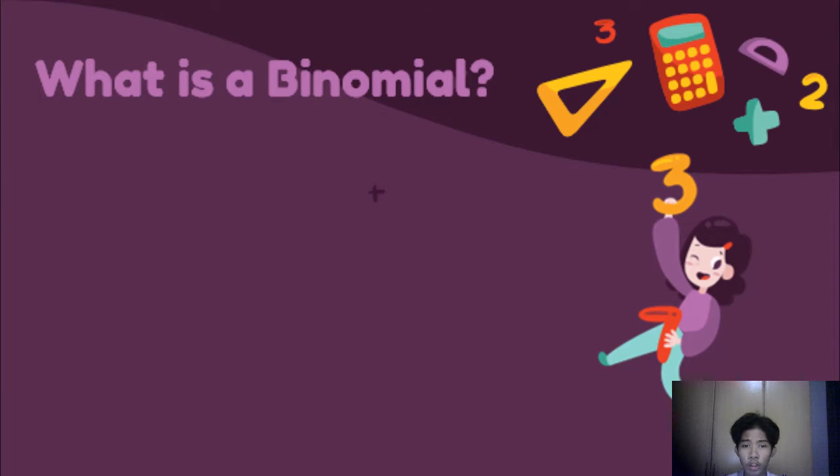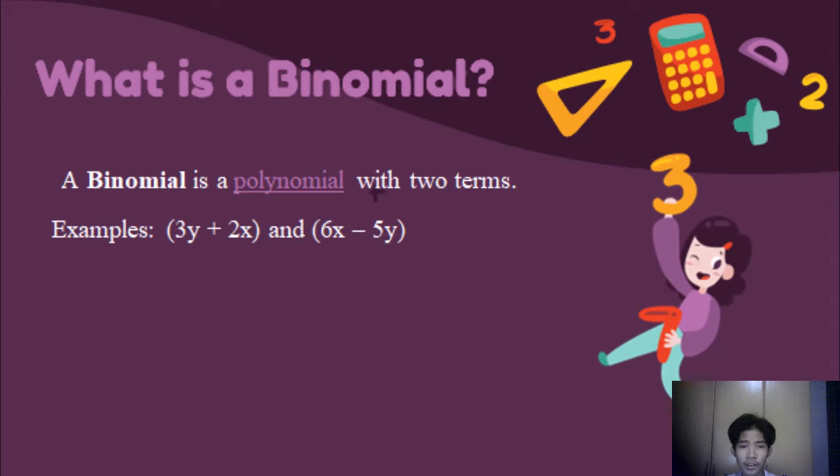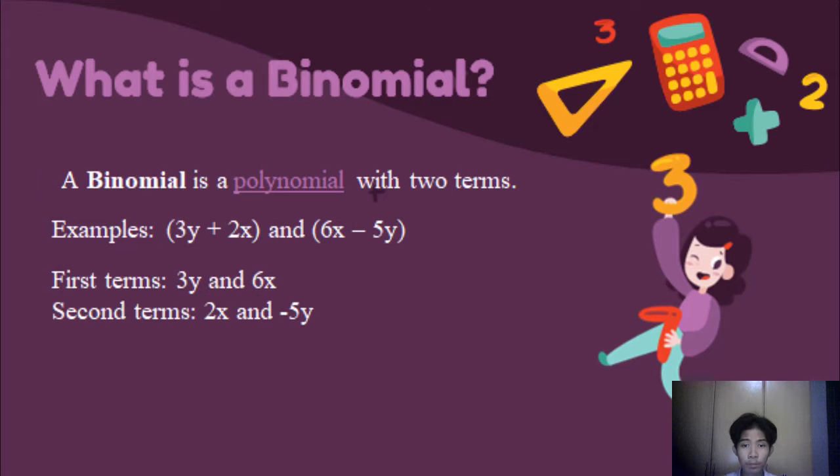So a binomial is a polynomial with two terms, meaning it has a first and second or last term. So for example is 3y plus 2x and 6x minus 5y. So in both binomials, for the first term are 3y and 6x, while the second term are 2x and negative 5y.